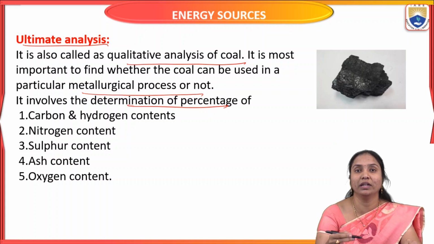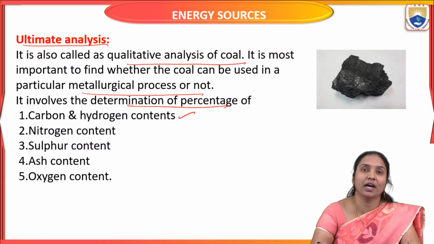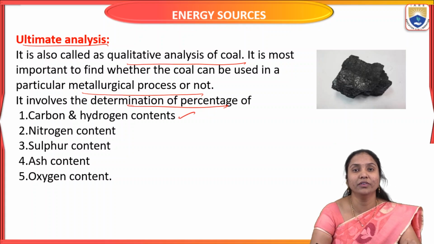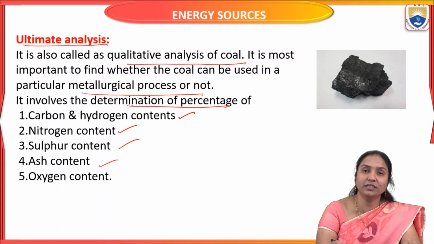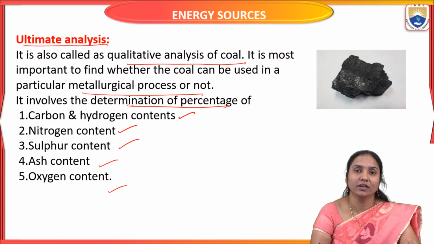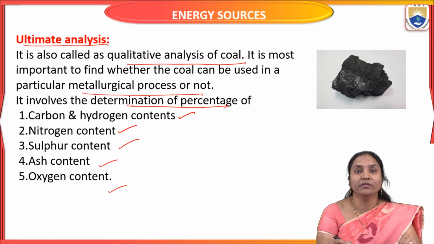For that purpose, we have to find out the percentage of carbon and hydrogen content, nitrogen content, sulfur content, ash content and oxygen percentage. So in this ultimate analysis we can determine how much percentage of these elements is present in this coal sample. This method is also called the elemental analysis process.